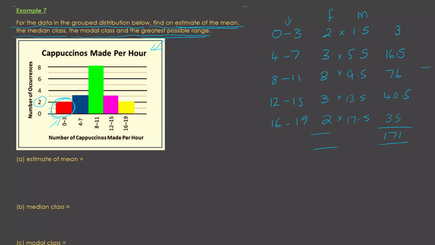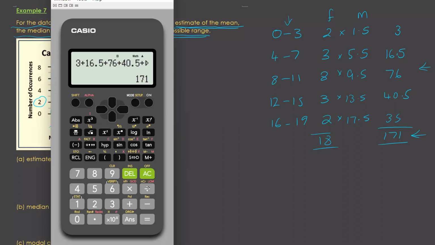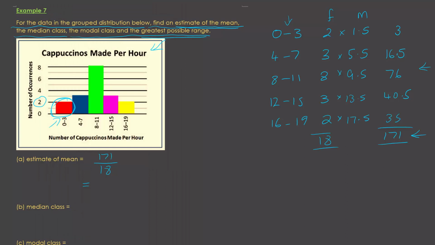So I've done all the multiplications and added up. So our estimated total for the data is 171, and there are 18 pieces of data. So the estimate of the mean is 171 divided by 18. So let's divide that by 18, and we get 9.5.